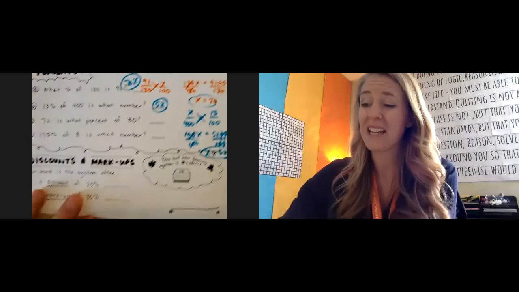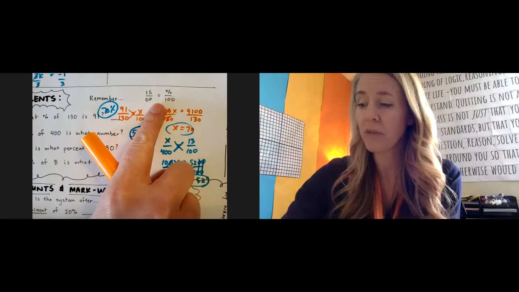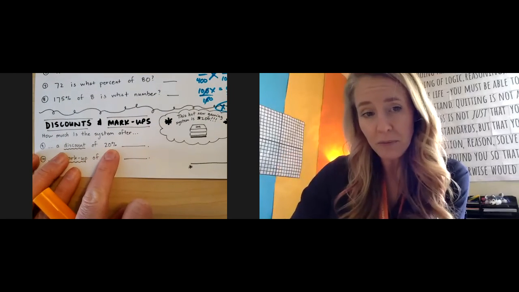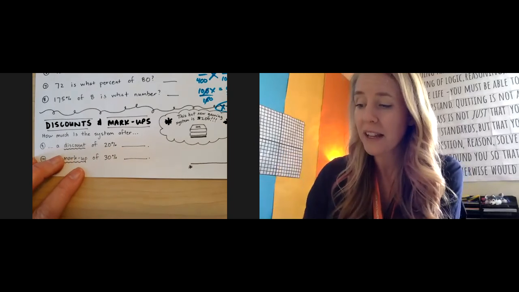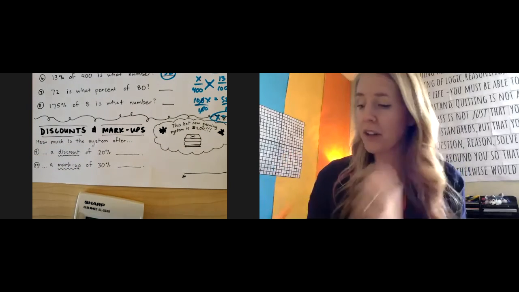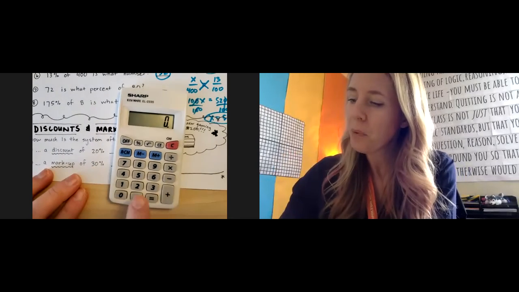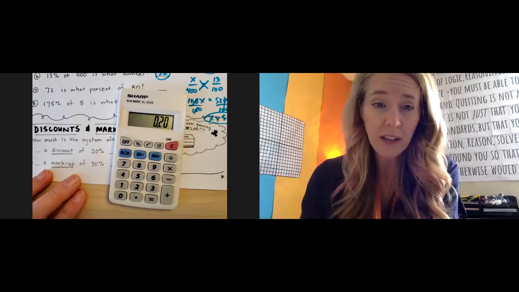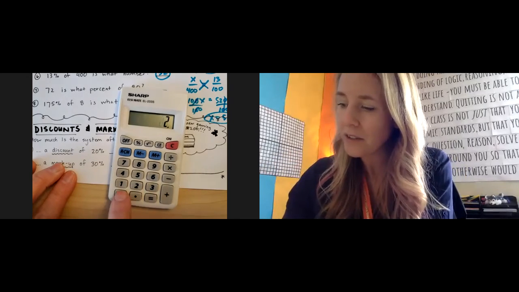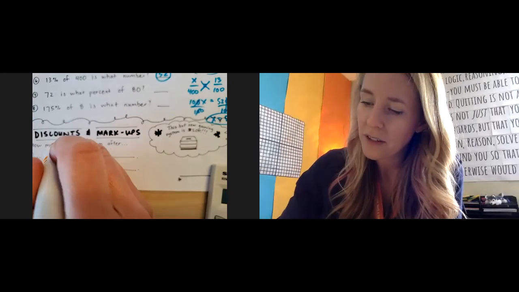So I could go through and do the same thing, guys, that I did up here with my is over of equals percent over whole. Okay. Another way to do that is 0.20. 0.20 is 20%. And so whenever I hear the word of, that's telling me to multiply. 20% of a number is 0.20 times that number. So 0.20, okay, that's 20% of is multiplying. $200 is going to be 40 bucks. So my discount is $40.